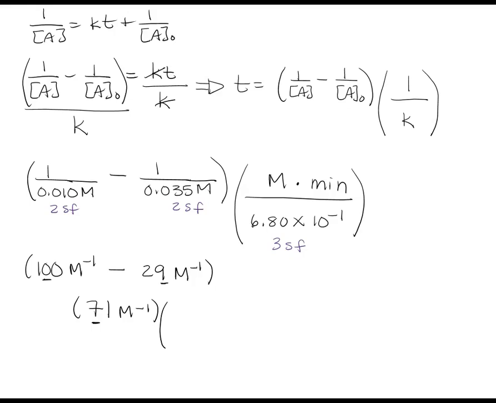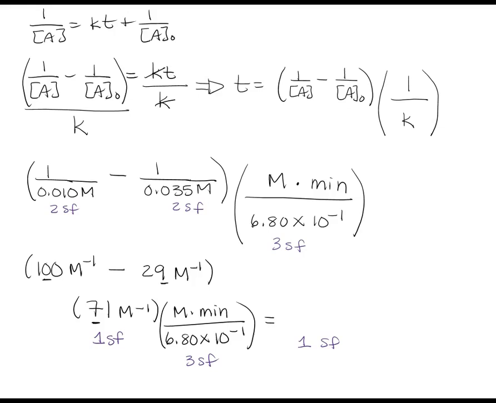And now I'll just rewrite how I had K set up so we can finish the math. 6.80 times 10 to the negative 1. Looking at the sig figs now for this final calculation, we only have 1 sig fig for the 71, 3 sig figs for K. So our final result will only have 1 sig fig.